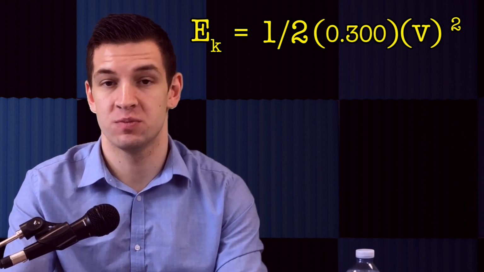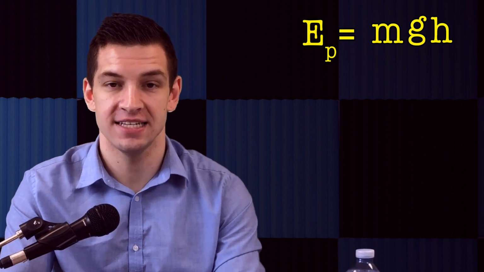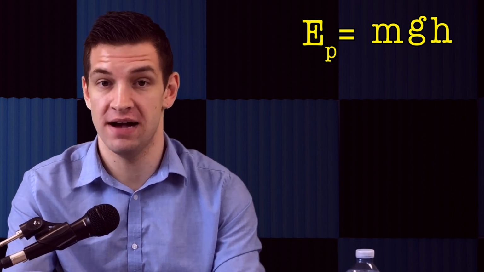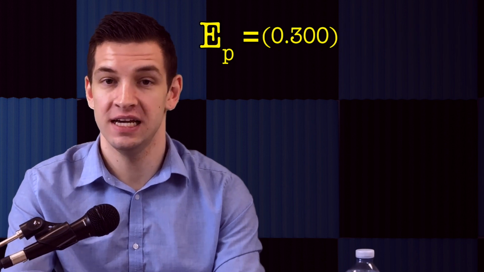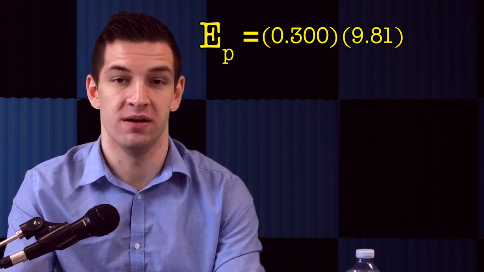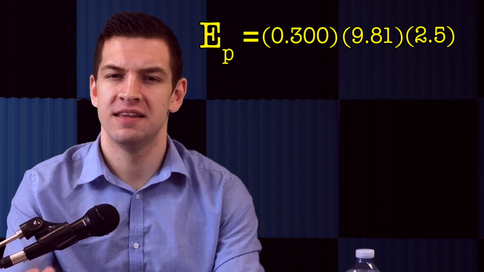So half times 0.3 times 20 squared. This would equal 60.0 joules. Easy enough. Then we calculate the ball's gravitational potential energy. And we do this by going mass times the acceleration of gravity times the height of the object. So 0.3 times 9.81 meters per second squared times 2.5 meters. This would equal 7.36 joules.